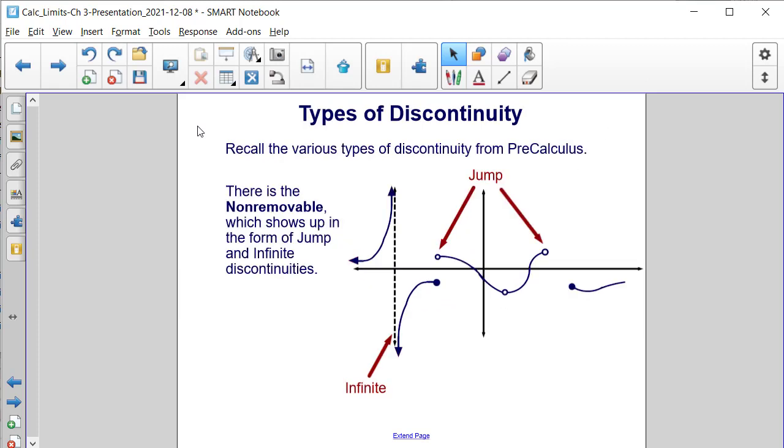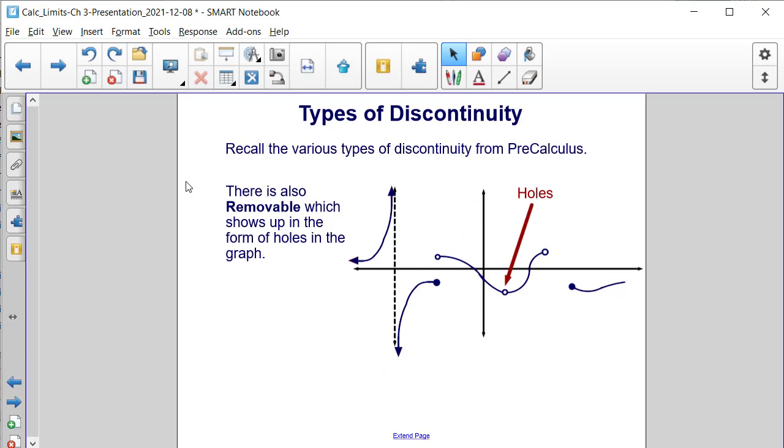Recall the various types of discontinuity from pre-calculus. Well, there is non-removable type of discontinuity, which shows up in the form of a jump that we have here, as well as down here, and at infinite discontinuities, where you have an asymptote. There is also removable discontinuity, which shows up in the form of holes in the graph, such as this one. The graph is just discontinuous or does not exist at that one hole or point.